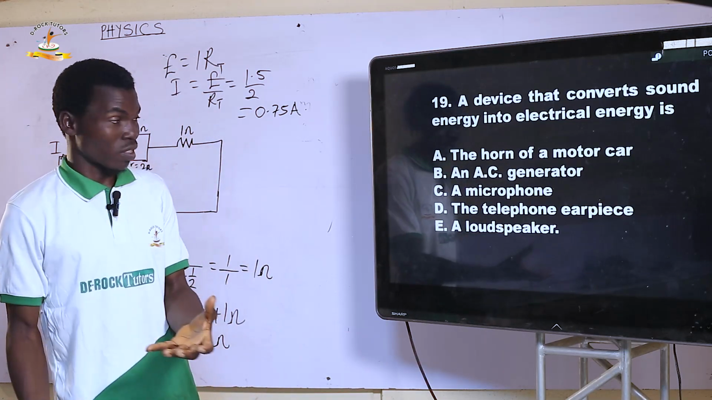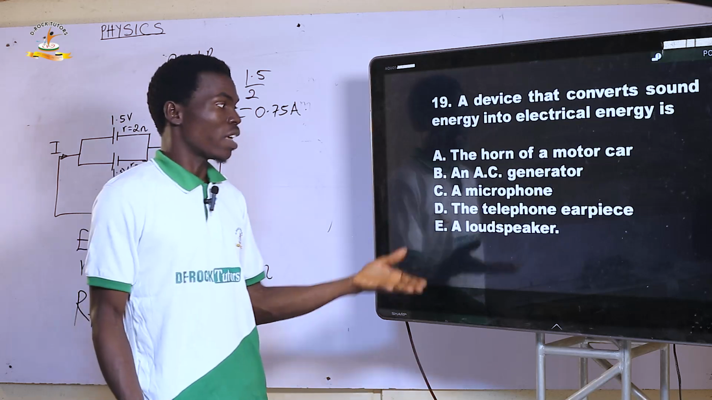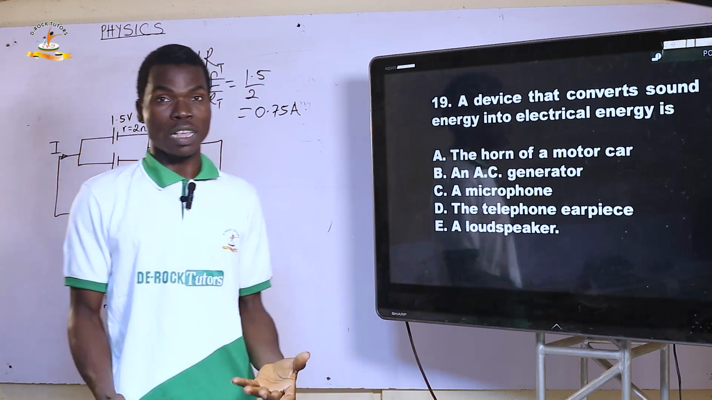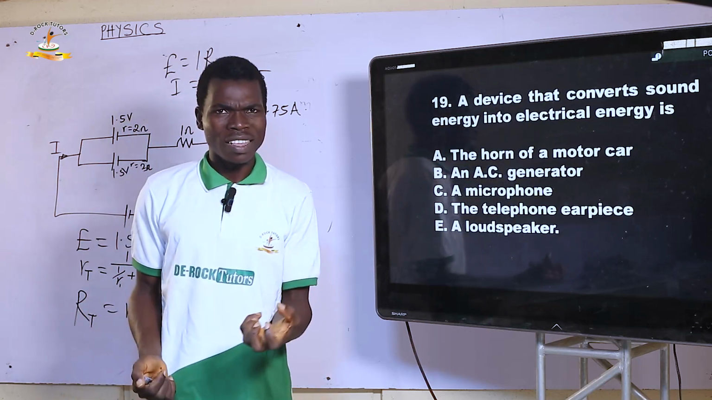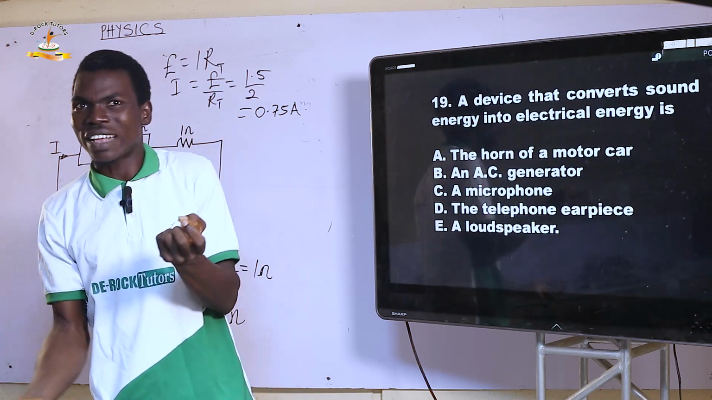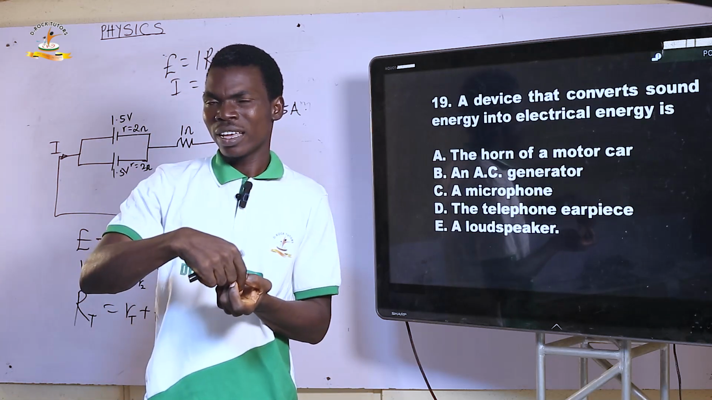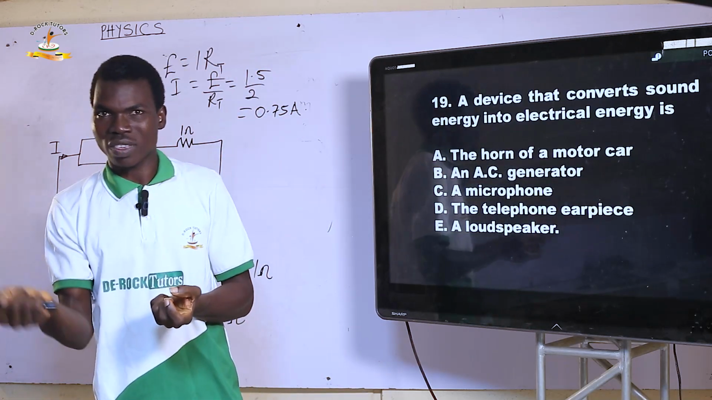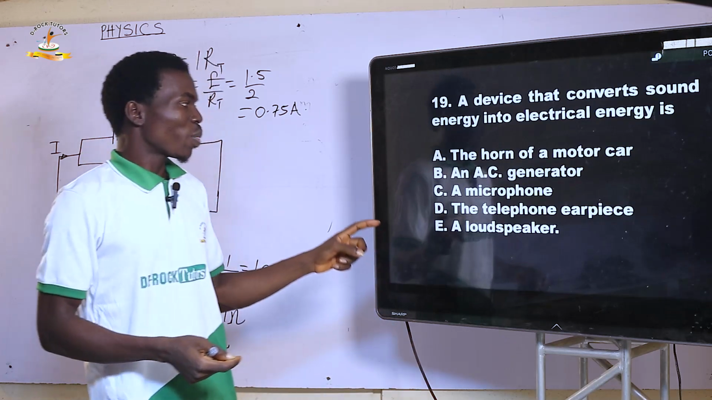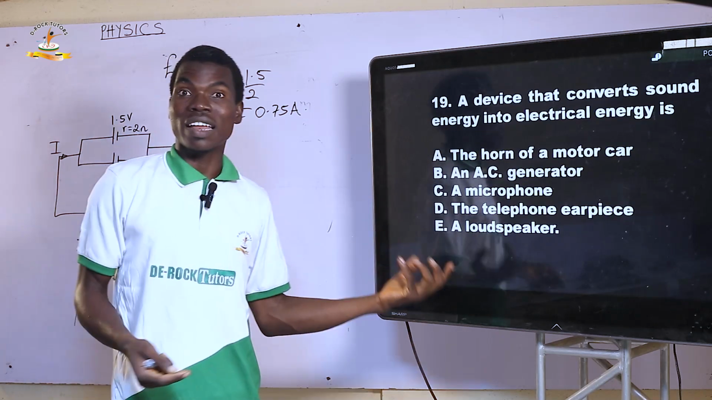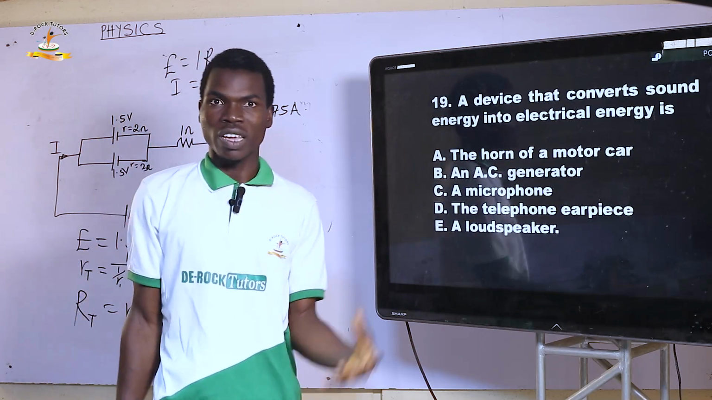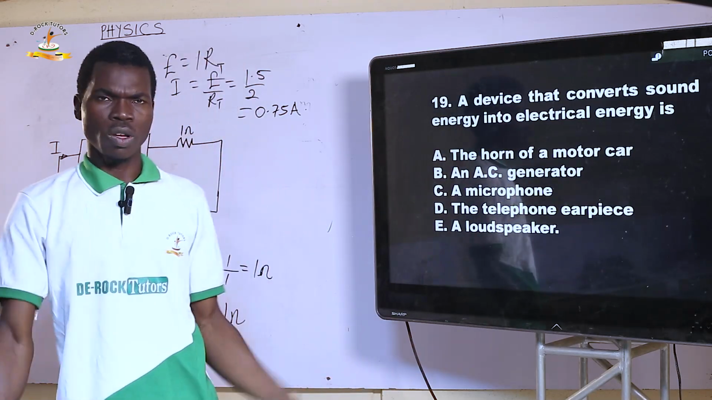However, we wouldn't just drop the remaining options. Let's do justice to the remaining options. Option D says the telephone earpiece. It converts electrical energy to sound energy. It's as good as your speaker. The last one is the loudspeaker. So both D and E literally mean the same, so they are out of the equation. The right option is a microphone. It converts sound energy to electrical energy.